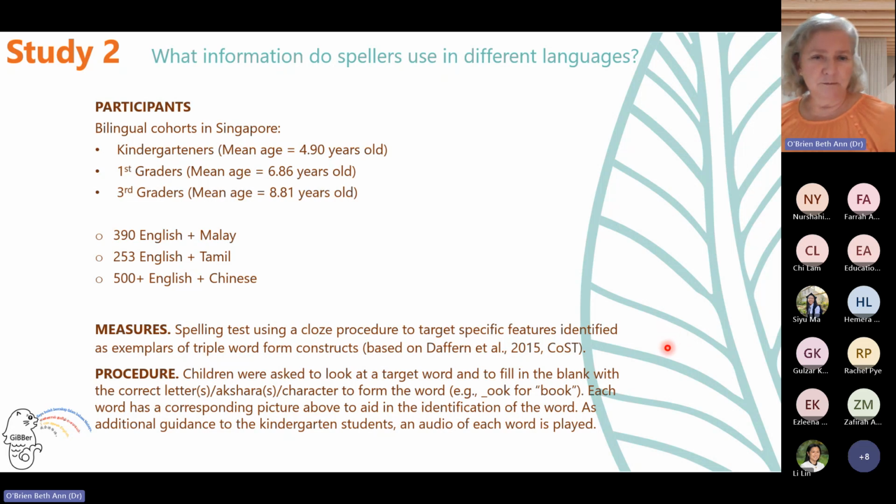So to try to get to more of a naturalistic type of writing process like that, we used a spelling test where there is a cloze procedure. So in this case, the child would see the word with some blanks, and then they would have to fill in the blanks with either the missing letter or akshara or characters. And this is based on that cost model from Daffern et al. So in this case, they had to look for what the word should be. We gave them cues in terms of a picture to aid the identification of the word. And for the kindergarten students, they also heard an audio of the word being played.